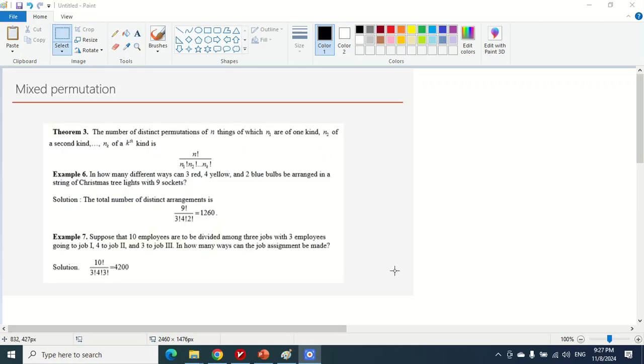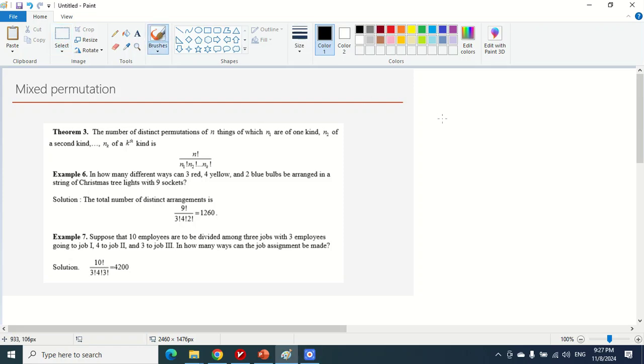So in the next step we have the mixed permutation theorem, and let us take a look at the theorem. The number of distinct permutations of n things, of which n1 are of one kind, n2 of a second kind, and nk of the kth kind, is going to be equal to this value. So you have 2 examples over here, but let us take a look at another example that I want to make over here.